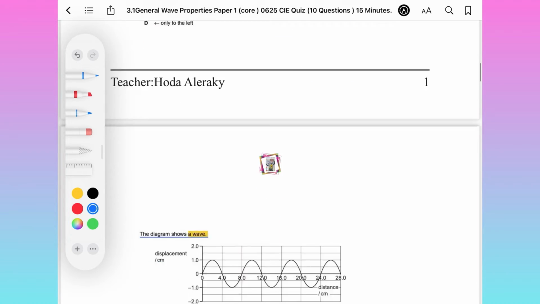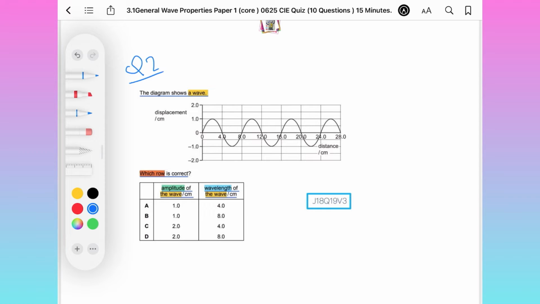Okay. Question number 2. Here again we are revising the amplitude and wavelength, how you can find from the graph the value of the amplitude and the wavelength. We have here the displacement and here the distance. So the amplitude is the distance from the rest position. Here can be representing the rest position. So the distance from the rest position to the crest is amplitude, or from the rest position to the trough also is amplitude. So you have to exclude C and D.